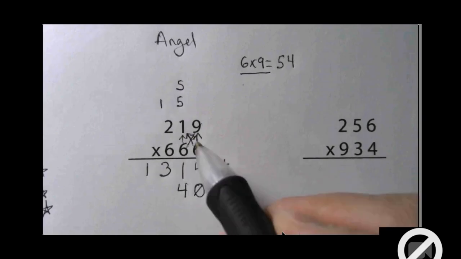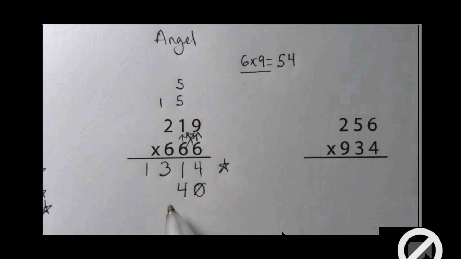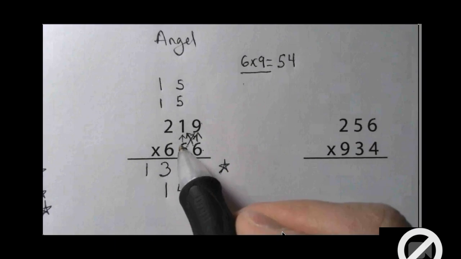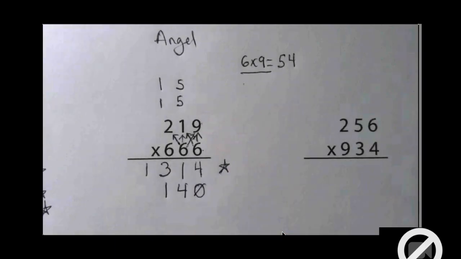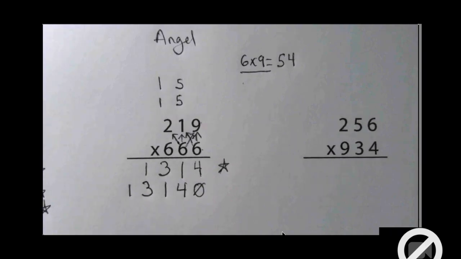6 times 1. Excellent. Then what do you do next? So 6 times 1, and what do you do next? 6 plus 5. All right. So I write the 1, and then I carry the 1. What do you do next? 6 times 2 would equal 12 plus 1, 13. Excellent job, Angel. All right.